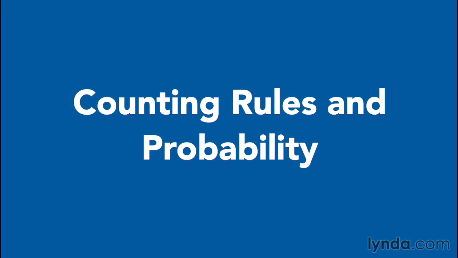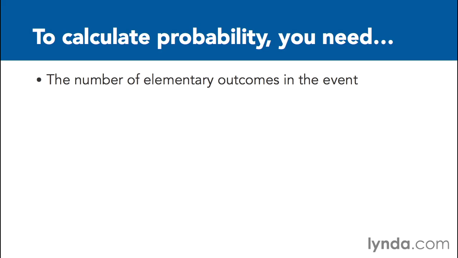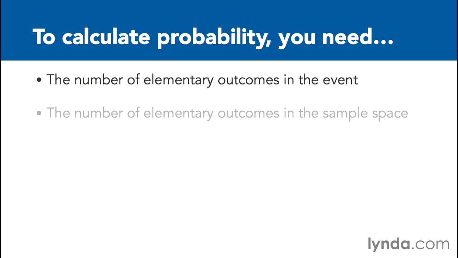Now we'll use some math to figure out the quantities you have to know to calculate probability. Remember, to calculate the probability of an event, you have to know how many elementary outcomes are in the event, how many elementary outcomes are in the sample space. Sometimes the sample space consists of too many possible elementary outcomes to list them all. Now when that happens, you use counting rules to figure out the size of the sample space.